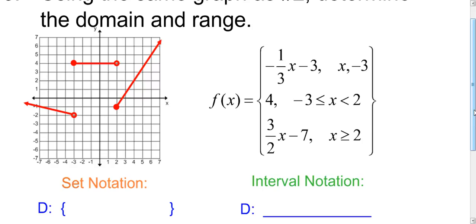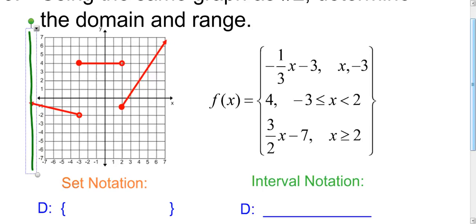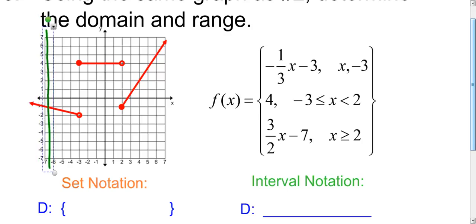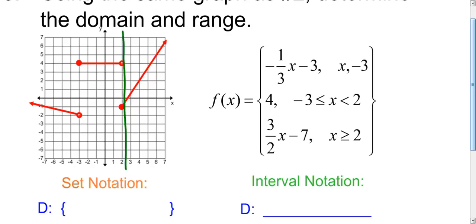And remember, to do the domain, you're going to draw a vertical line and move it across, and you're going to see where the graph is touching. As I move it across, the red line touches the graph, it touches, it touches. Right here, it's still touching the graph at that closed circle. And it keeps touching, touching. Right here, it touches because of the closed circle. And it keeps touching as I move to the right, all the way around.